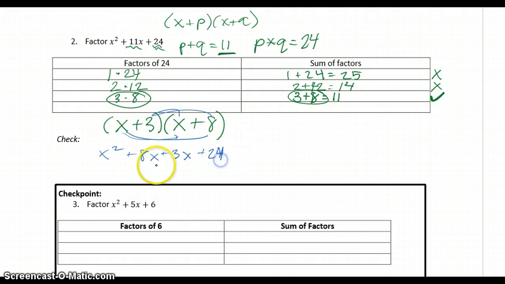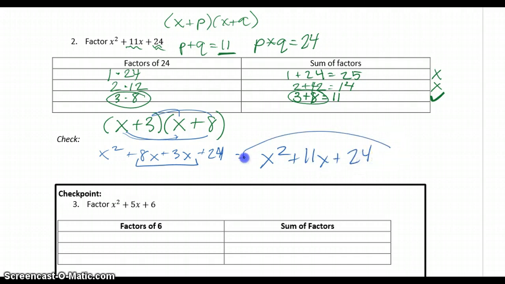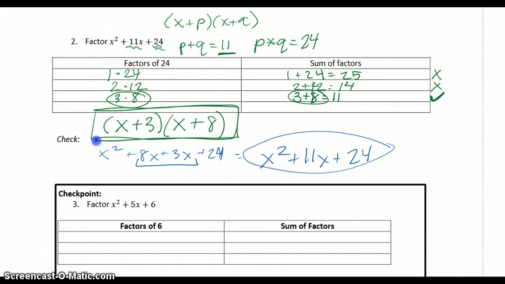We can combine our x's together here, so we get x squared plus 11x plus 24, which is our original polynomial. So our factorization is correct. So our answer in factored form is x plus 3 times x plus 8.